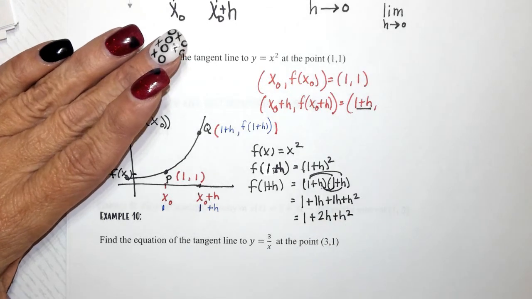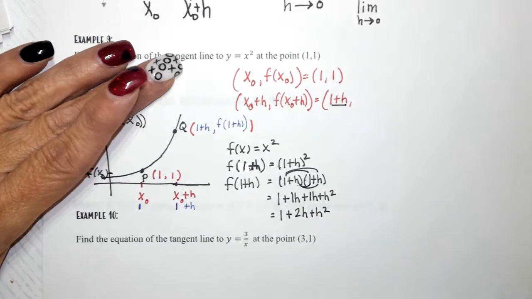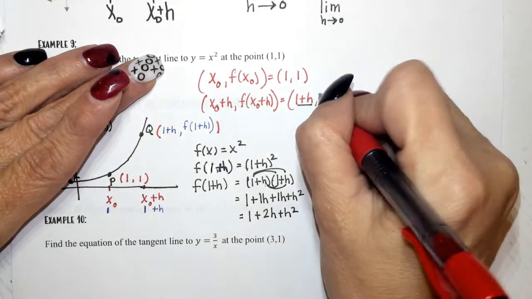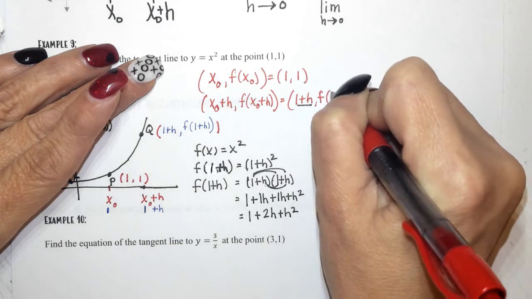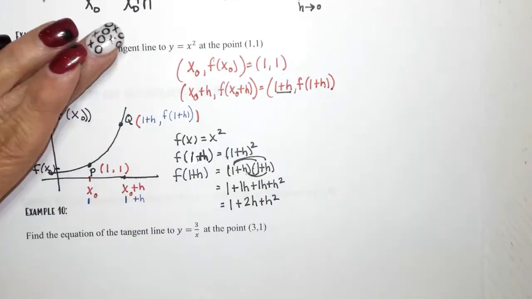Right? I guess I could write it in here, but it'd be kind of crazy to write it here. I'm going to actually write it like this, f of 1 plus h. I'm going to write it like that, f of 1 plus h.